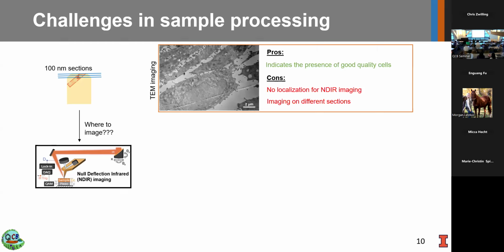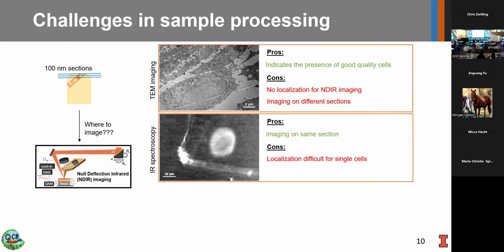So until 6 months ago, we were using TM imaging. So basically take a cell section, make sure that you have cells in there using TM, and then take the adjacent section for imaging. But the problem here was with TM, you can only tell if you have good quality cells, but you cannot tell where exactly the cell is located, which again was a problem.